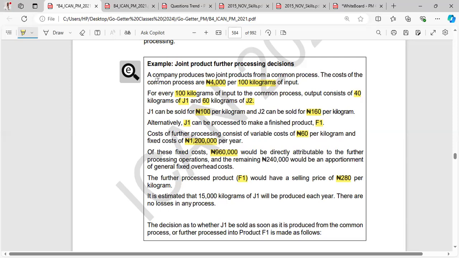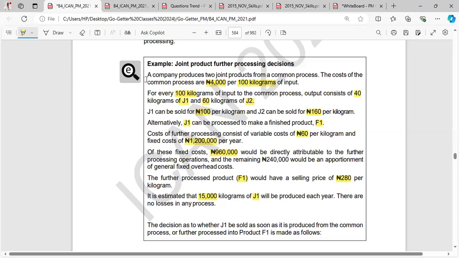It is estimated that 10,000 kilograms of J1 is produced each year. There are no losses in any of the processes, so we see that there is no loss. Normally, if there is a manufacturing process, there used to be normal loss. But you see here, 100 kilogram is coming out as 100 kilogram, 40 and 60, so no loss.